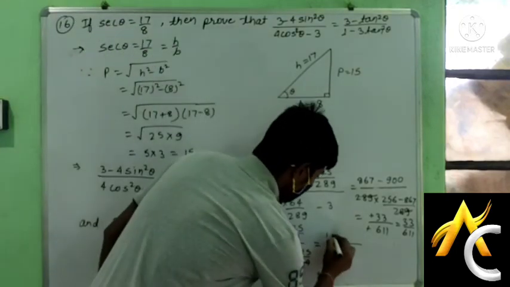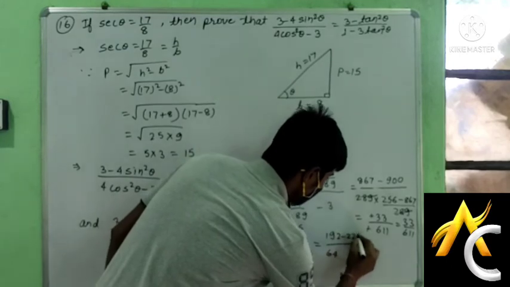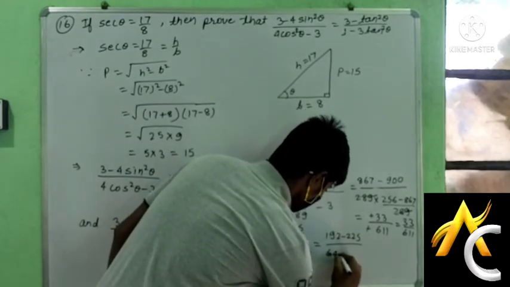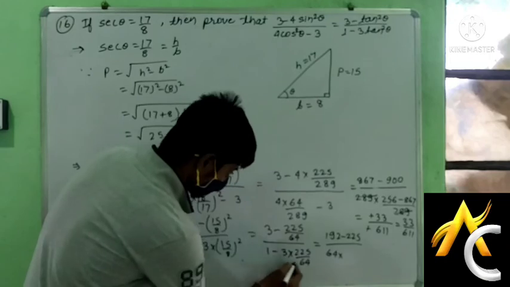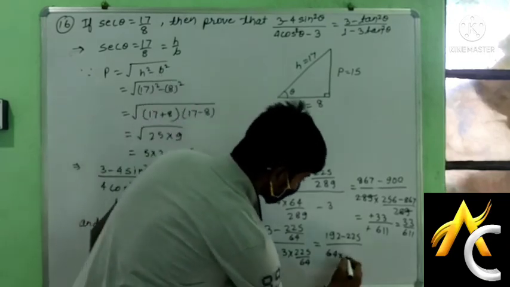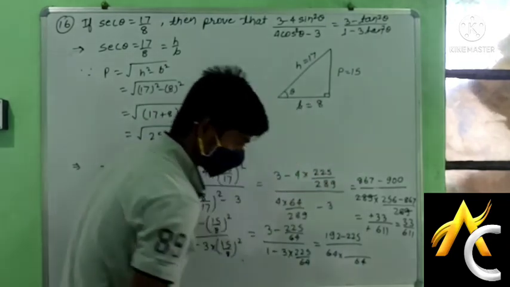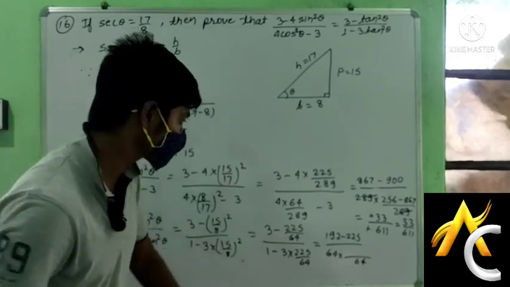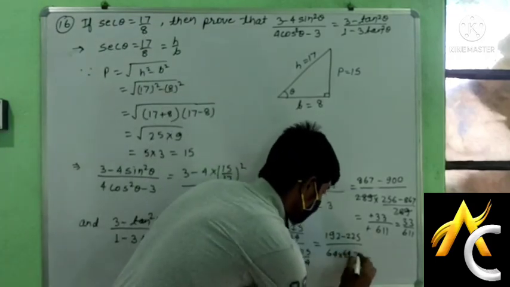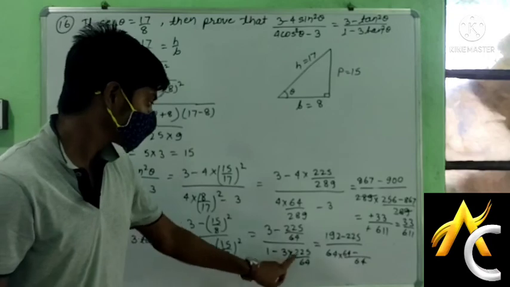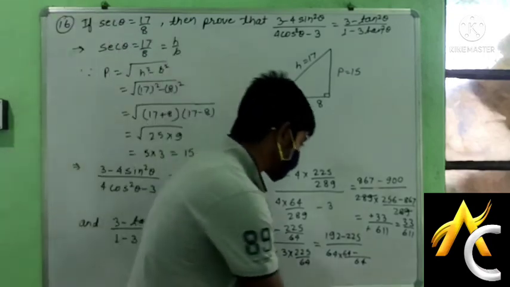Okay. So it will be 192 minus 225 by 64 into, when we take LCM from here, then it will be also 64, right? And 1 into 64 becomes 64 minus 3 into 225 will be equal to 675.